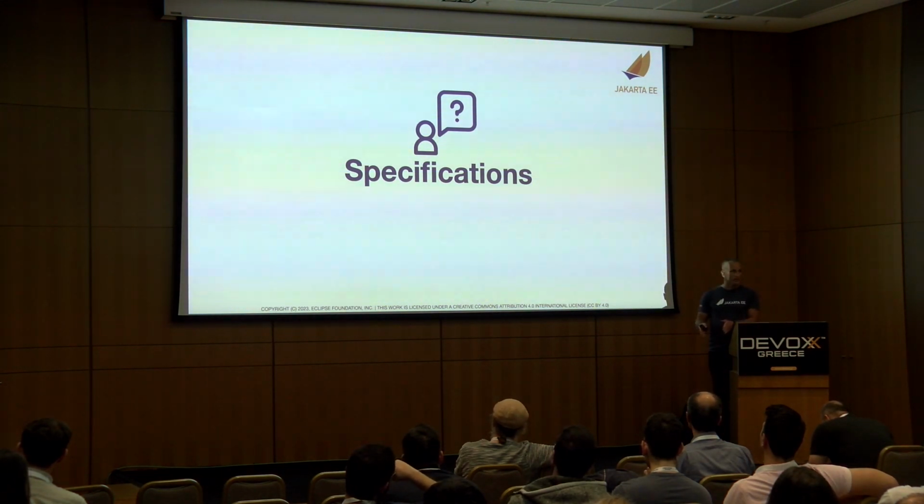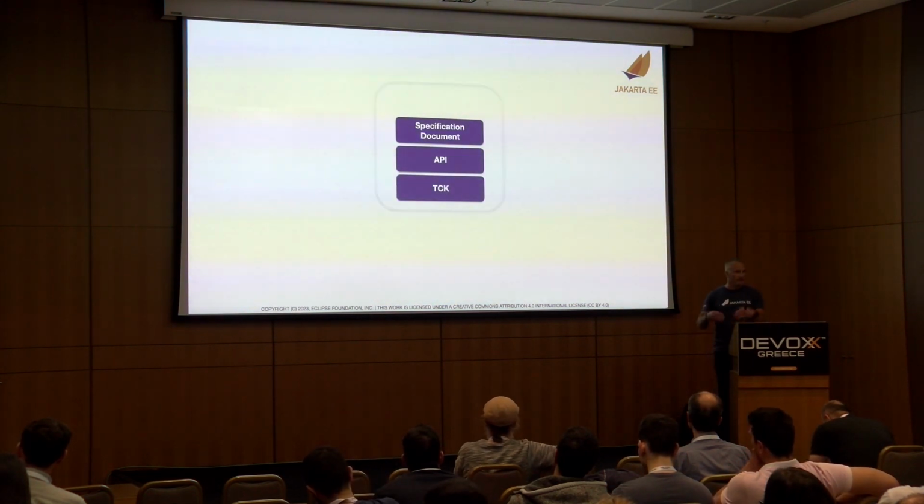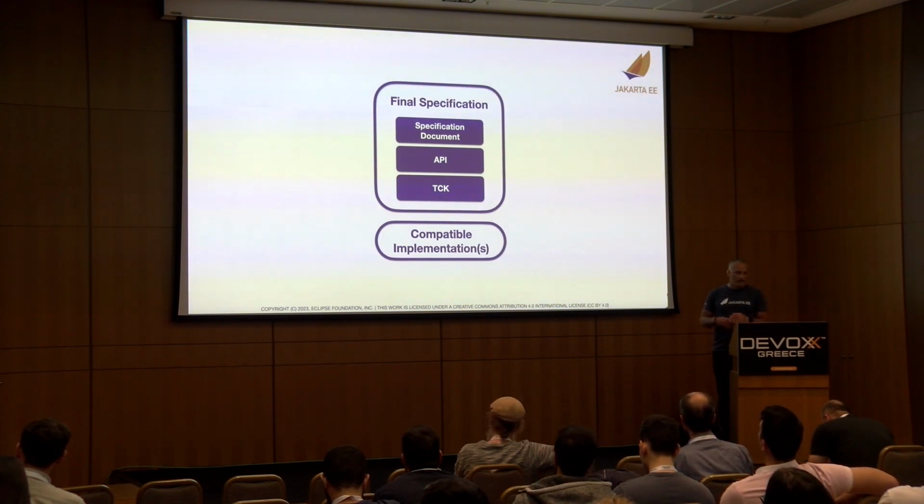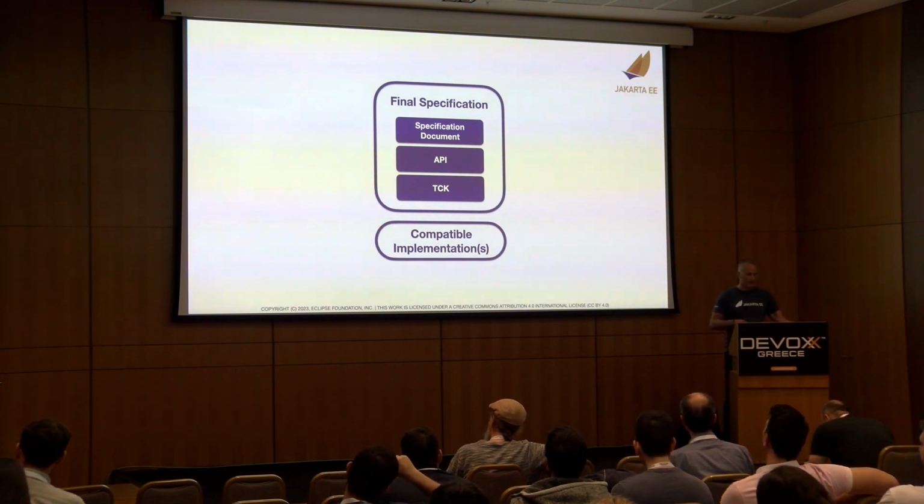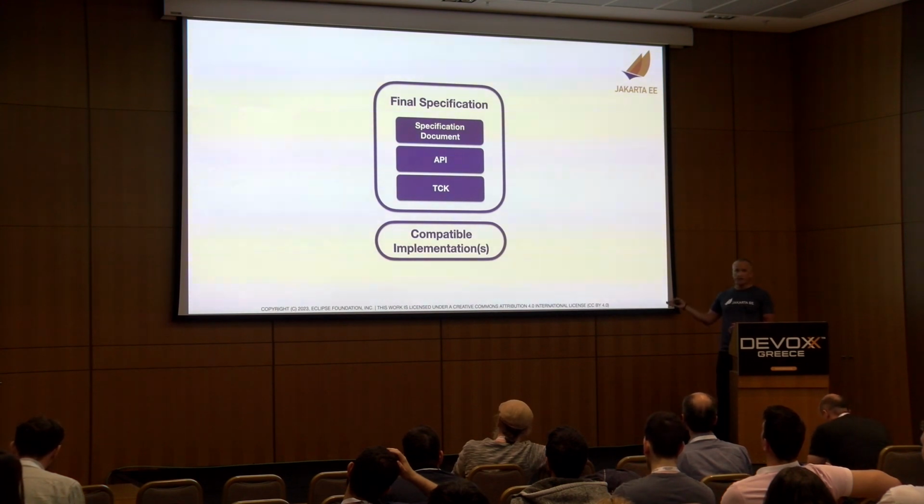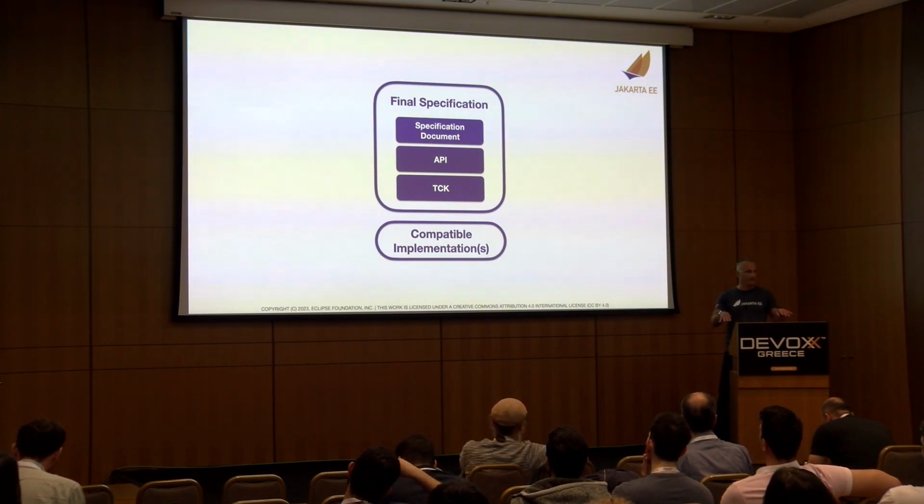So Jakarta EE is all about specifications. And when we talk about specifications, we have a specification document that in textual form describes what the specification is all about. So you can read it, it's human readable, and it also has some things that have to be in the specification and something that may be in the specification. But this is the document that you would refer to if you wanted to implement the specification, for example. Then we have the API, which is an API artifact that you get from Maven Central or wherever you download your artifacts from. This is what you as application developers would use when you code with Jakarta EE.